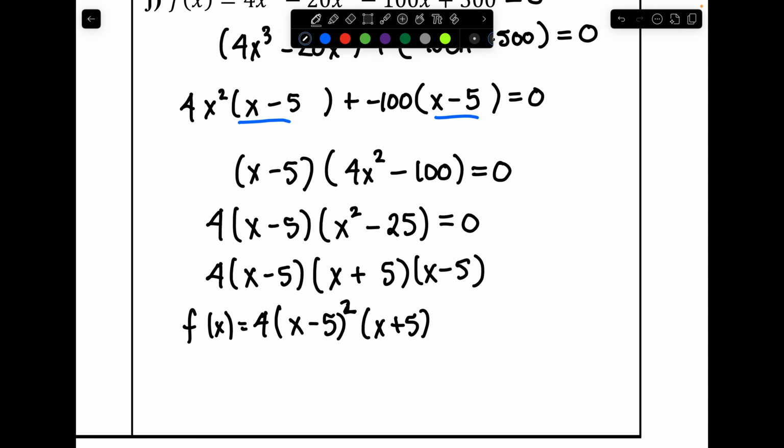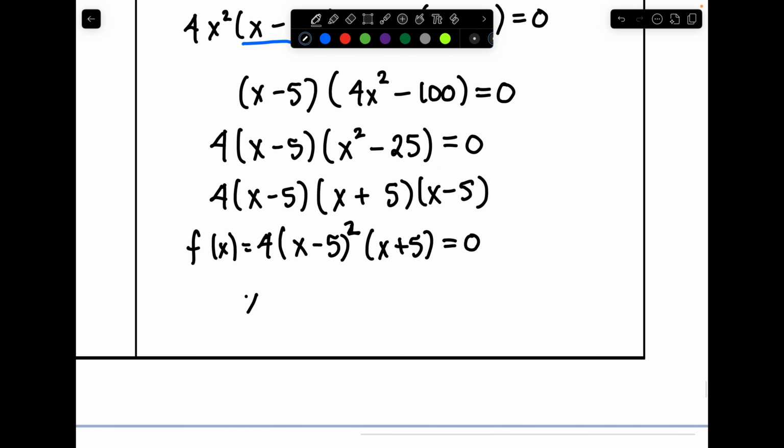And now to figure out when f of x is going to equal 0, we have our answers from the factors. So x equals positive 5, a total of 2 times. And x equals negative 5, because we need a negative 5 here in order to make that equal to 0, only 1 time.